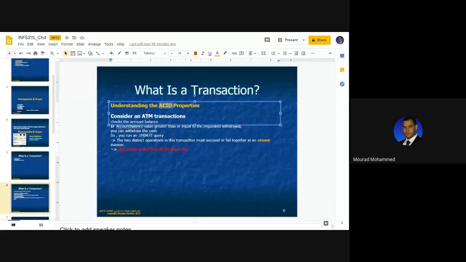This way, let's start by defining those four properties one by one, taking the example of the ATM transactions.